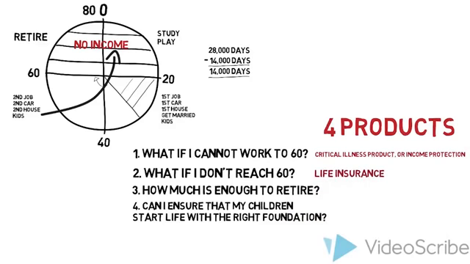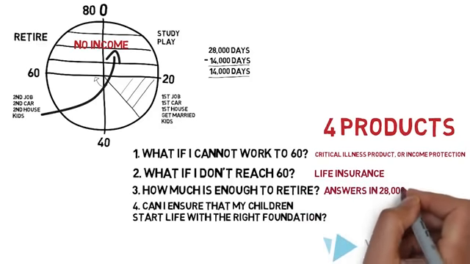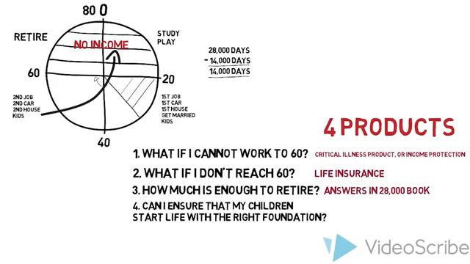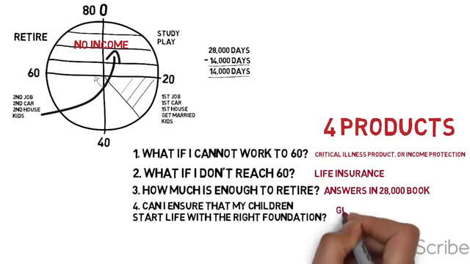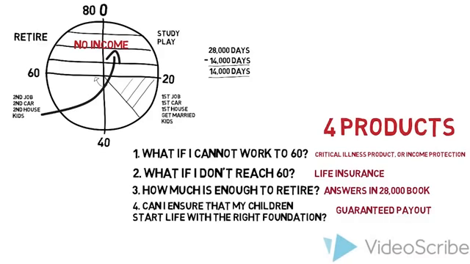My third fear was, how much is enough to retire? Now, there are different formulas to answer this question. The book gives you answers to these questions as well. The fourth fear is how much is enough to make sure that my children will start life with the right foundation. And we know that the right foundation for any child is a decent and a good education. Again, this is a guaranteed payout. So people need to plan for it if you have children.